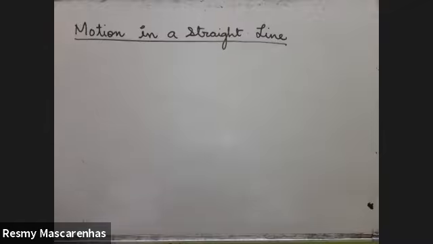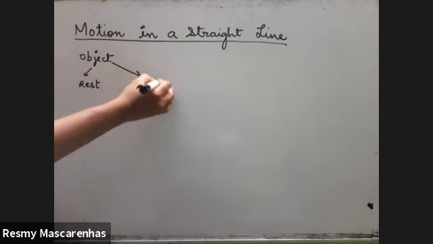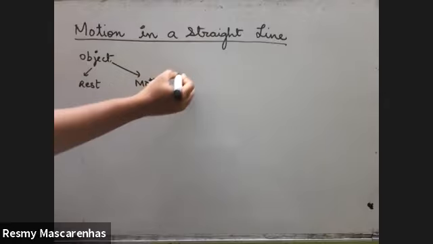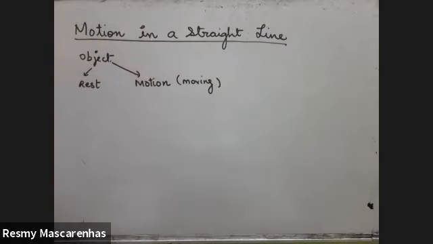Any object will be either at rest or in motion. Motion means it is moving. Whenever there is a movement of any object from one place to another, it is called motion. The object could be in two states. One is that it could be at rest.